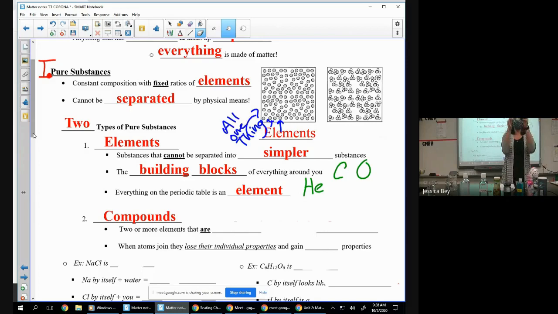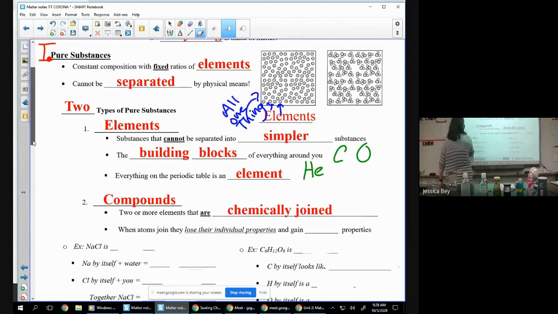We take these together and we make more things. All right, so we got some elements there. Beautiful. The next pure substance is called a compound. A compound is when you take two or more of these elements and you chemically join them together. Two or more elements that are chemically joined together.